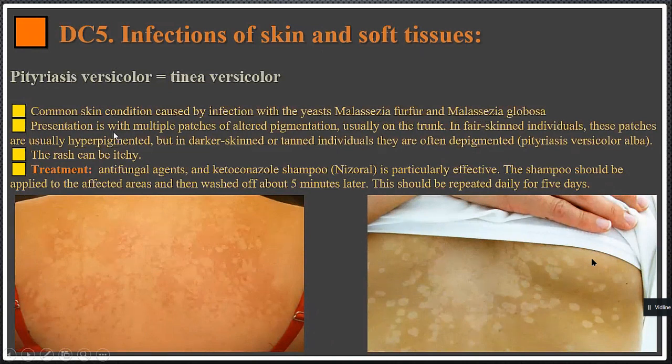Malassezia furfur and globosa. Presentation is with multiple patches of altered pigmentation, usually on the trunk. In fair-skinned individuals, these patches are usually hyperpigmented. So it will be the opposite of the patient's skin. If the patient is white, it will be black or dark. If the patient is dark, it will be whiter. Okay?